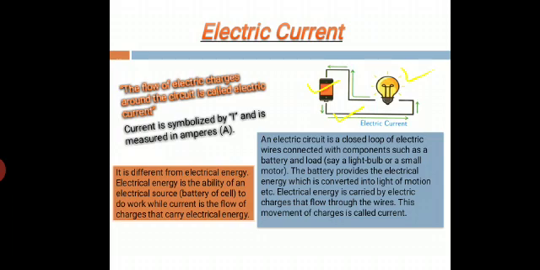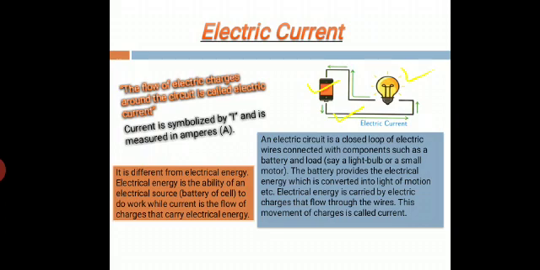So students, what is a battery? The battery provides the electrical energy which is converted into light or motion. Electrical energy is carried by electric charges that flow through the wires. Here electric charges are positive and negative charges that flow through the wires. So what is current? This movement of charges is called current. The electrical charges that move in these wires are called current.